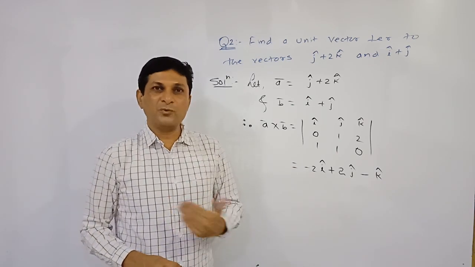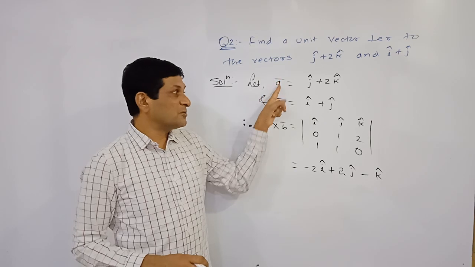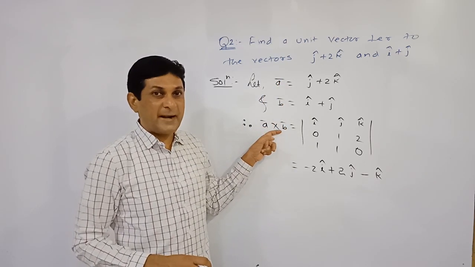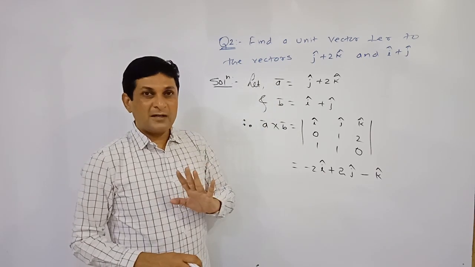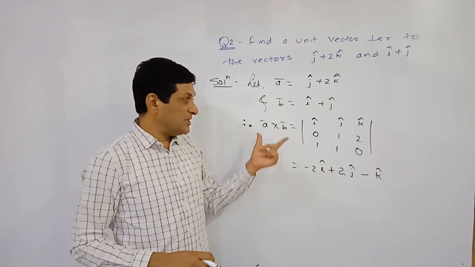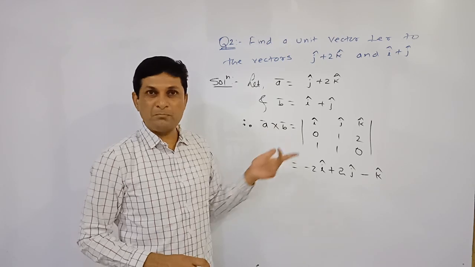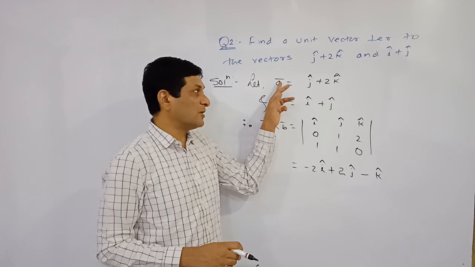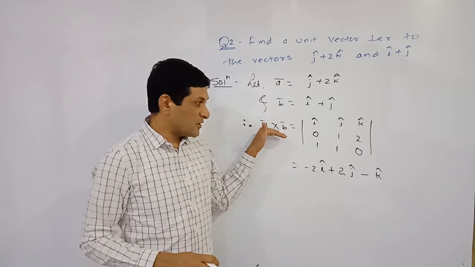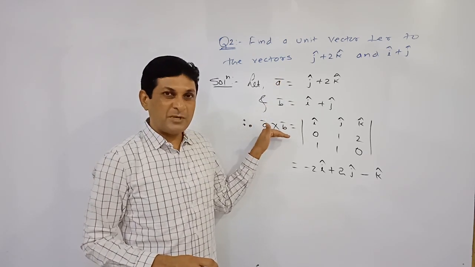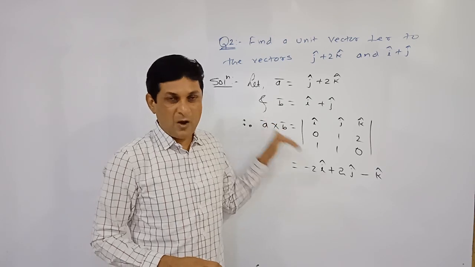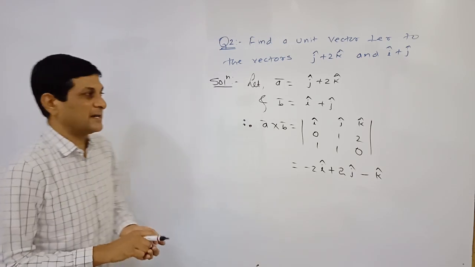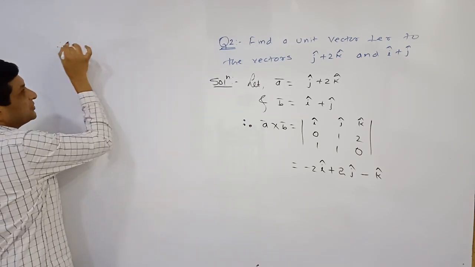Now we are finding a unit vector perpendicular to this A bar and B bar. Just now we have seen that A bar cross B bar is perpendicular to A bar and B bar. Now to find the unit vector, divide this vector by its magnitude. So we get a new vector whose magnitude is 1 unit and is perpendicular to A bar and B bar. A bar cross B bar is already perpendicular to A bar and B bar. Now we are finding the unit vector along A bar cross B bar, which means that unit vector is perpendicular to A bar and B bar.